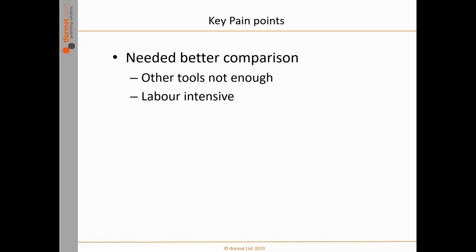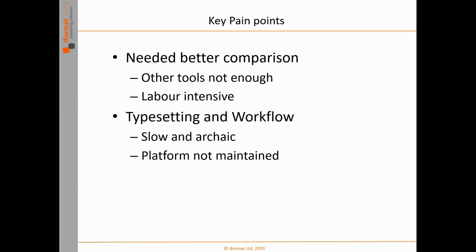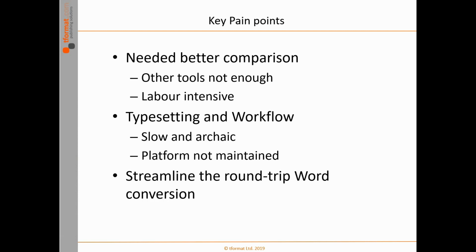So what were the key pain points for the customer? Essentially, they needed a better comparison solution. The other tools they looked at were not quite enough. The Word compare wasn't giving them the results they wanted, and the Delta XML solution they looked at with XPP didn't work for them at the time. The typesetting system they had was slow and archaic, and the platform they were using was no longer maintained. They also wanted to streamline the Word round-trip conversion, transforming from Word into the typeset environment and then back out to Word for the lawyers.